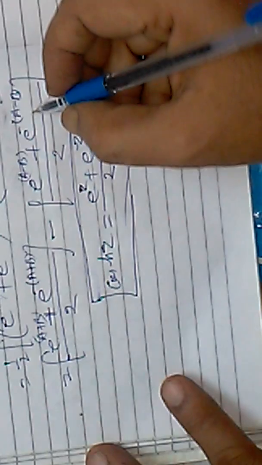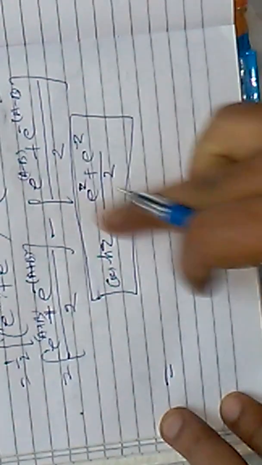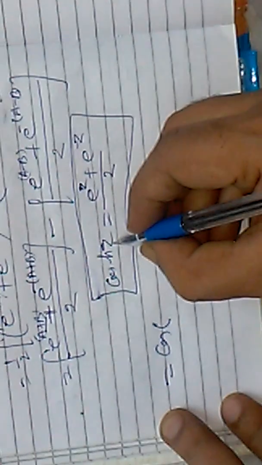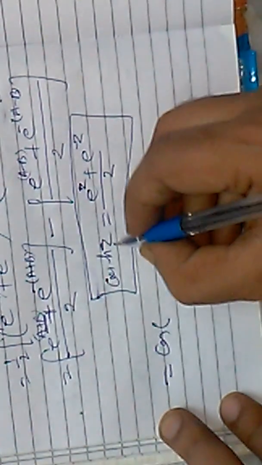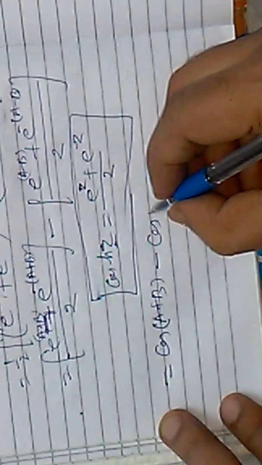So by definition, this value is equal to cosh here, where Z is replaced by A plus B, and this value becomes, with Z replaced by A minus B, therefore cosh(A minus B).